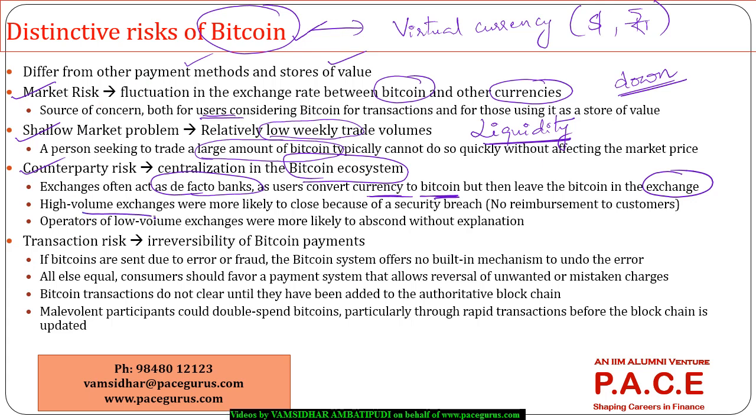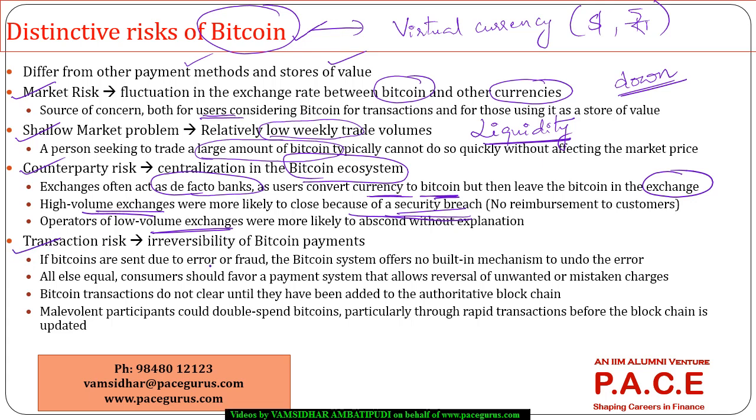So the high volume exchanges, wherever the conversions are happening on a higher and higher volume, they are closing out because of security breaches. They are not able to even reimburse the customers. So that is where a bigger loss is coming into picture. And the operators of low volume exchanges are directly absconding without any kind of explanation. So which is again a very big threat with respect to counterparty risk.